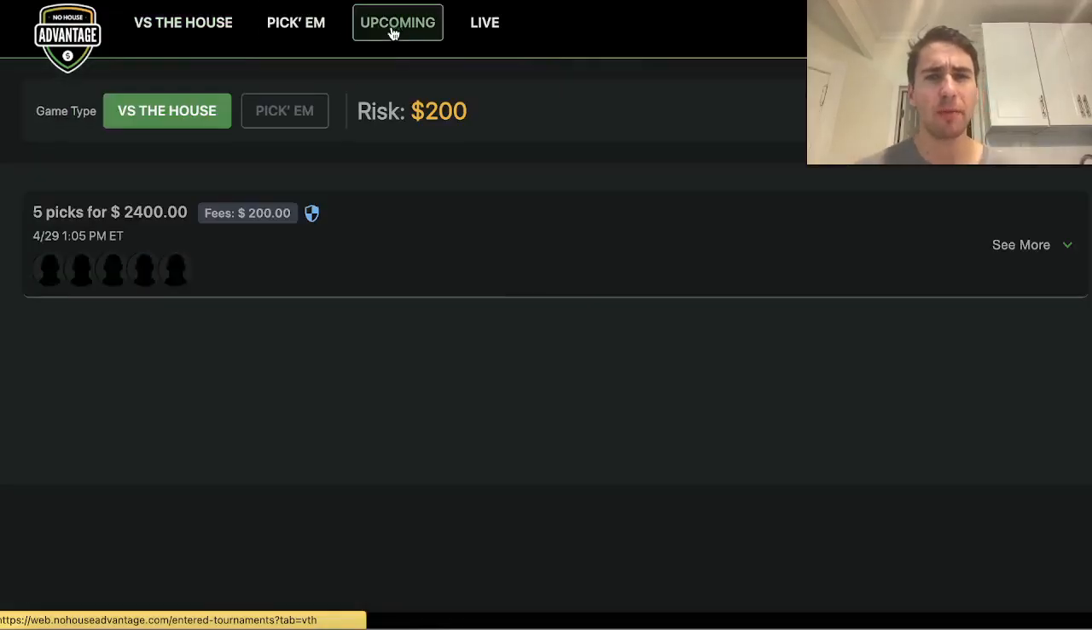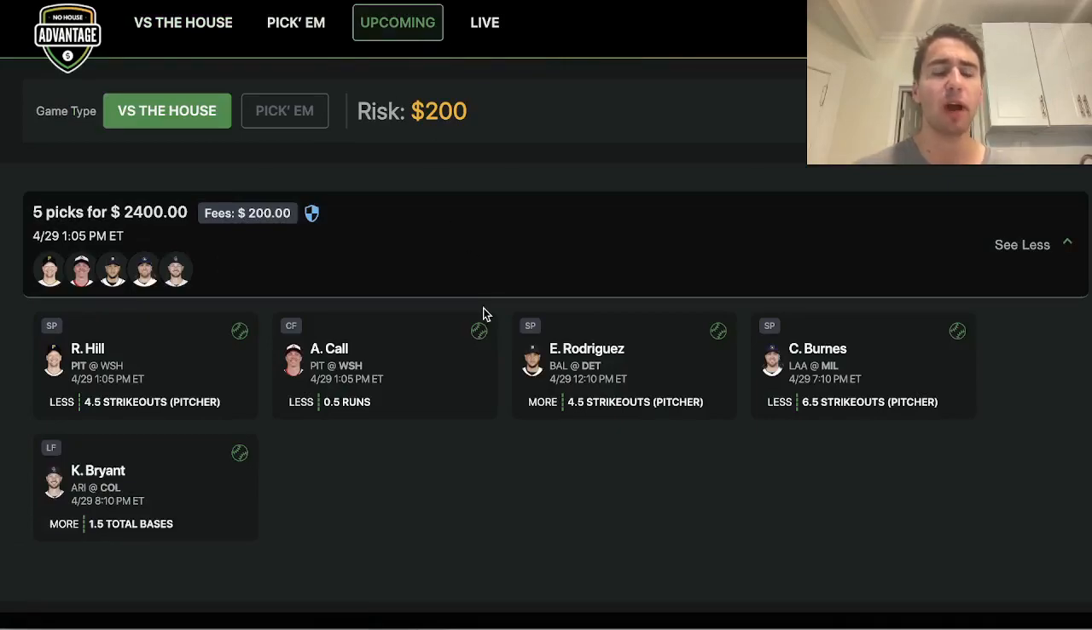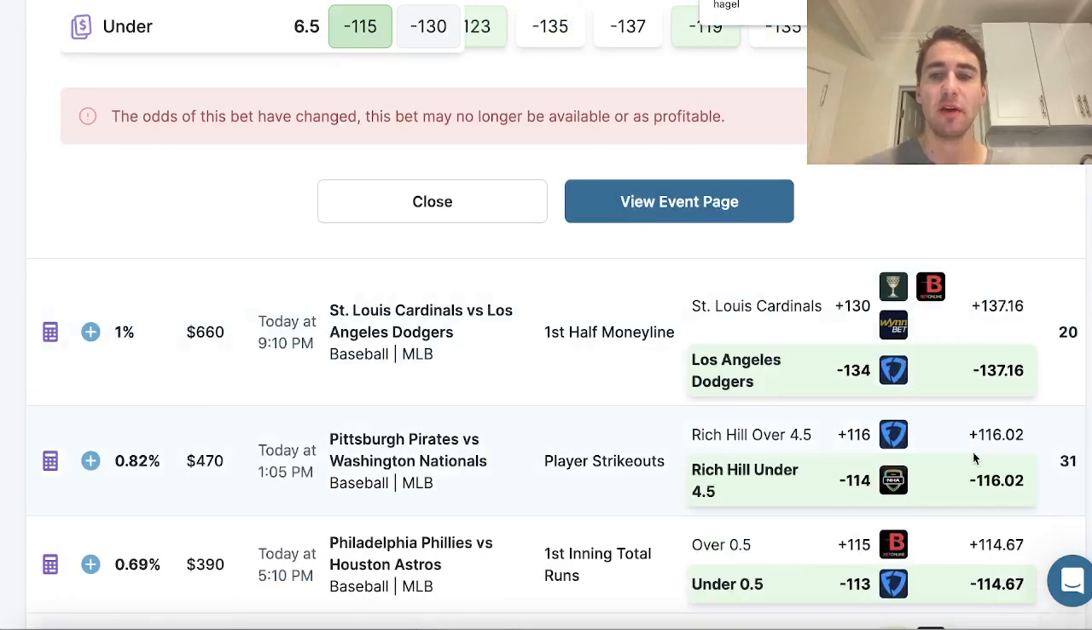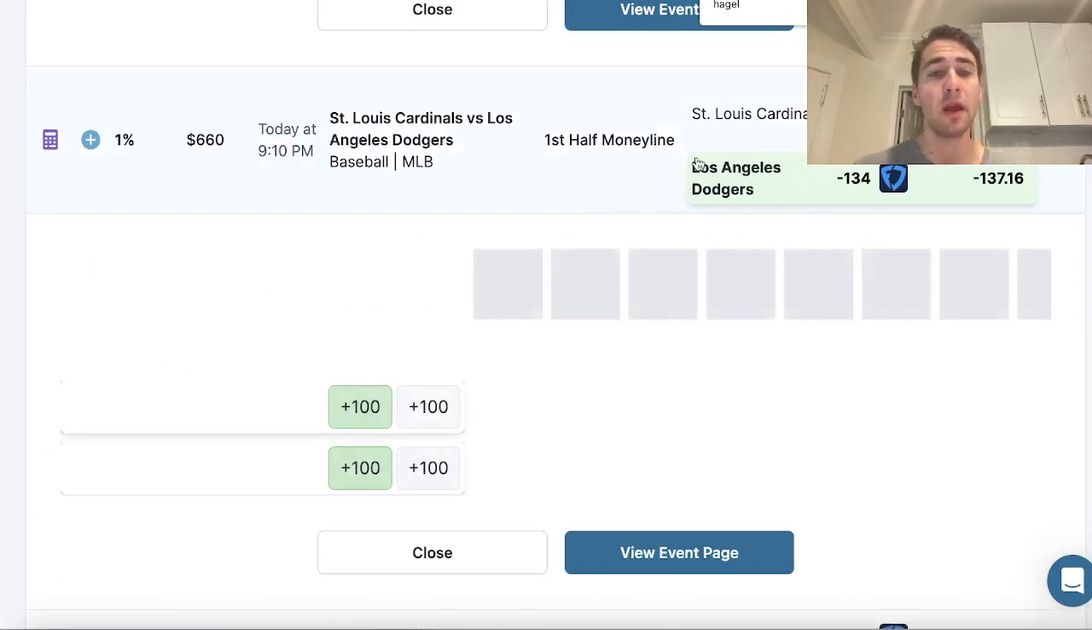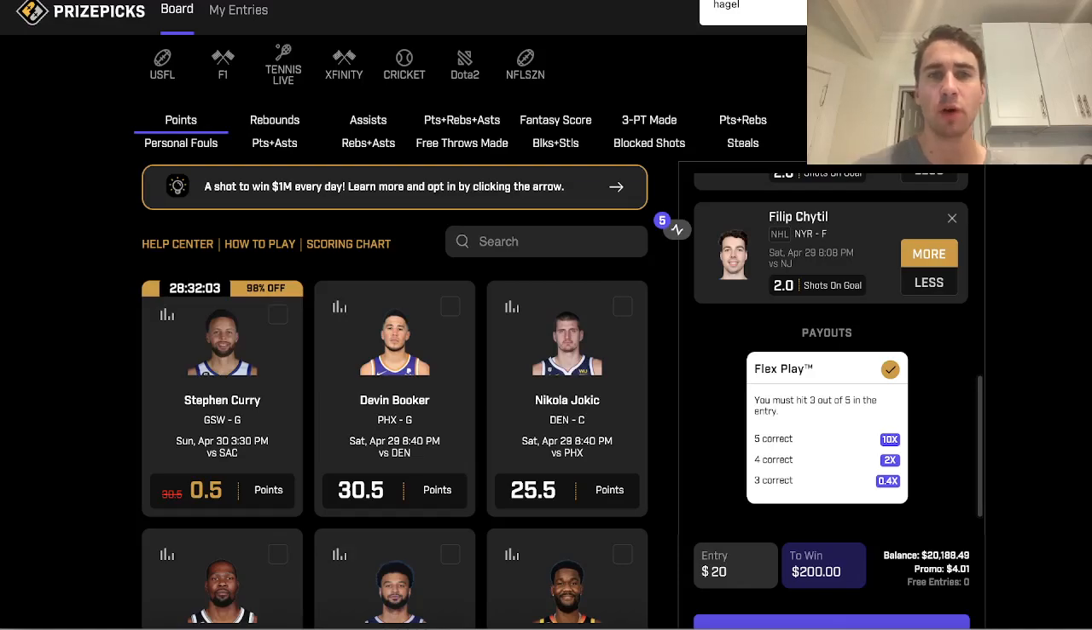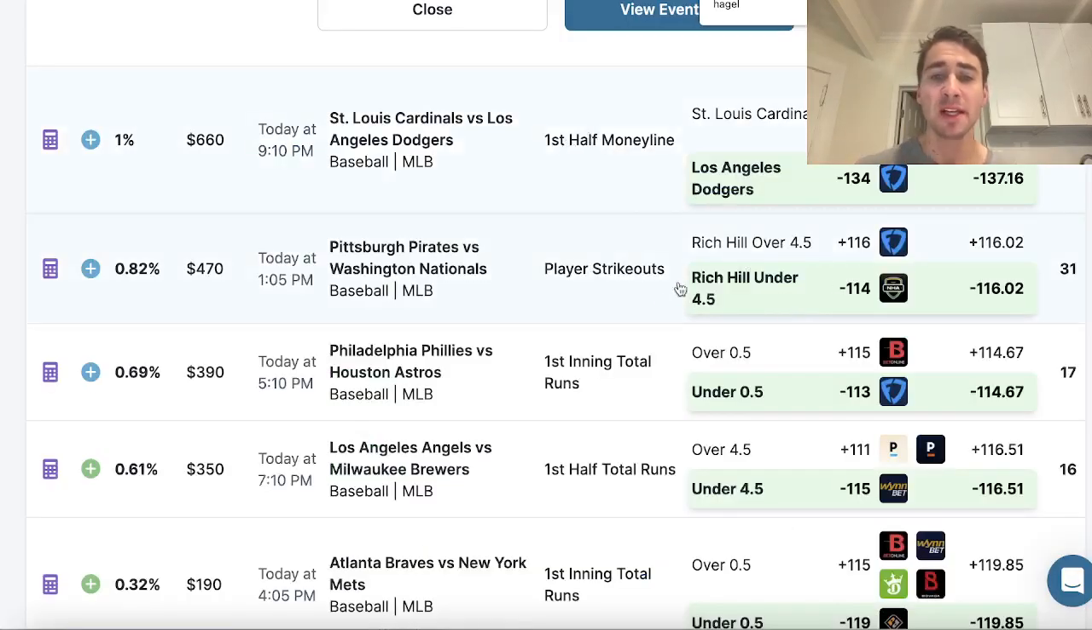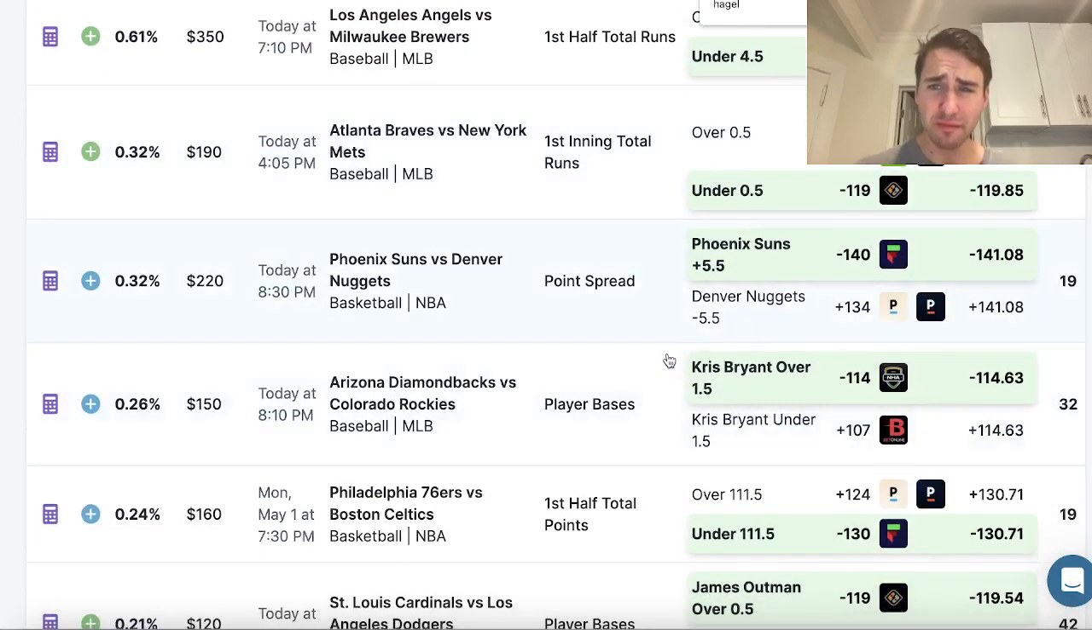So let's just go through my no house advantage entry, and then we'll flip over to PrizePicks. I got Hill under 4.5 strikeouts, Bryant over 1.5 bases. You're going to notice these plays are just right from the EV tool, the bet in bold and in green. You can also see there's some value on FanDuel, you know, Dodgers first half money line. So it's not like this tool only works for PrizePicks and no house advantage. It works for regular sportsbooks as well. So Hill under 4.5 Ks, Chris Bryant over 1.5 bases, just following the data.